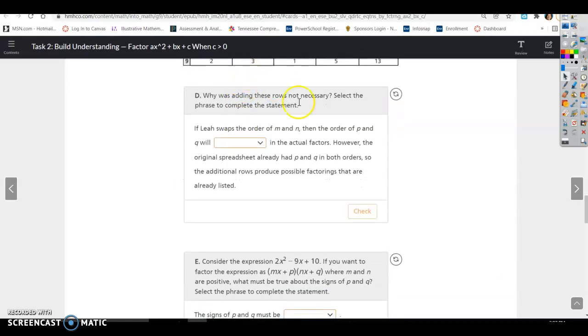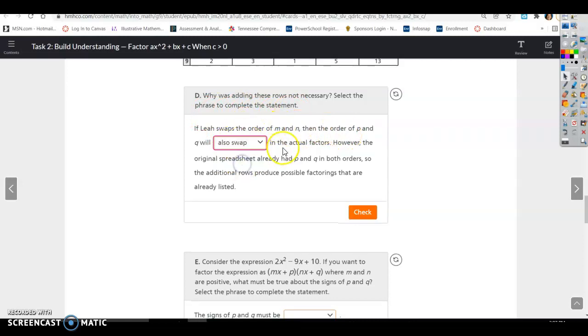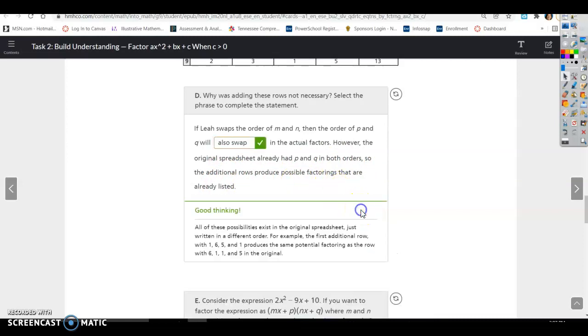So it says, why is adding these rows not necessary? Select the phrase to complete the statement. If Lee swaps the order of M and N, then the order of P and Q will also swap. However, the original spreadsheet already had P and Q in both orders, so the additional rows produce possible factors that are already listed.